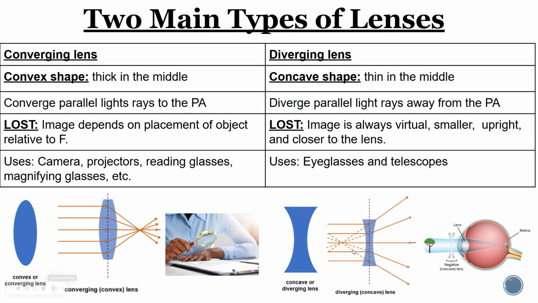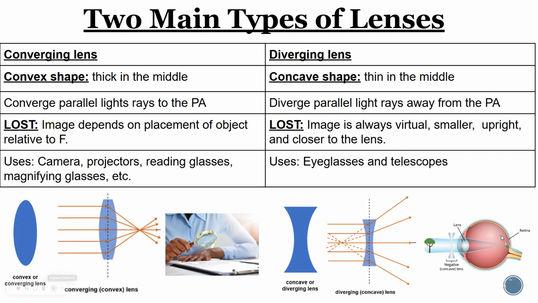Whereas for this one over here, the diverging one, just like the diverging mirror, it didn't really matter too much where the object was, the image will always be the same: virtual, smaller, upright, and closer to the lens. Some applications of these lenses include, over here, cameras, projectors, reading glasses, magnifying glasses, and over here, eyeglasses and telescopes. And we'll see more examples of this later on.